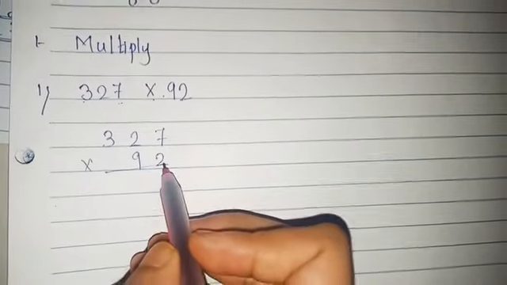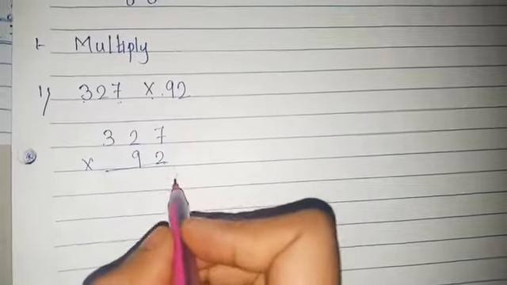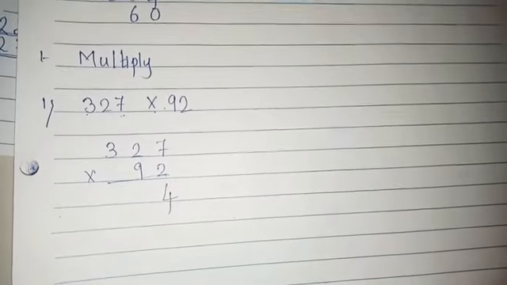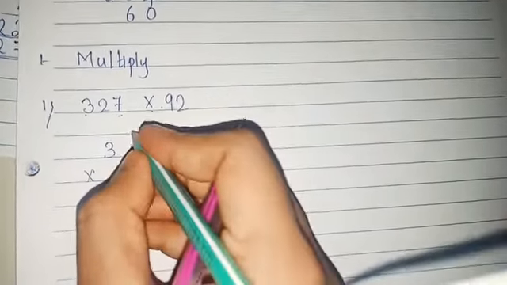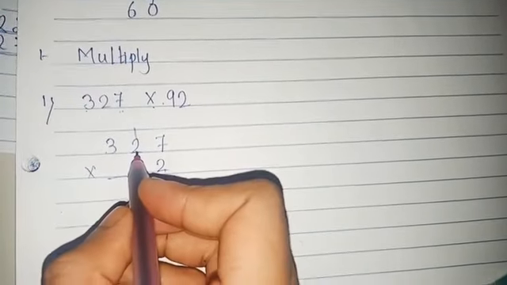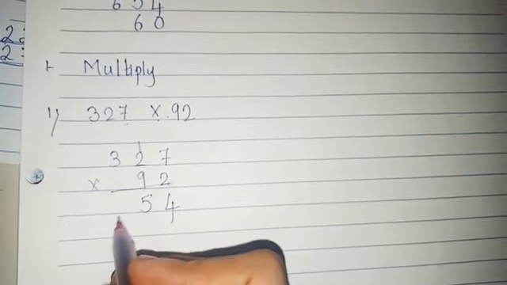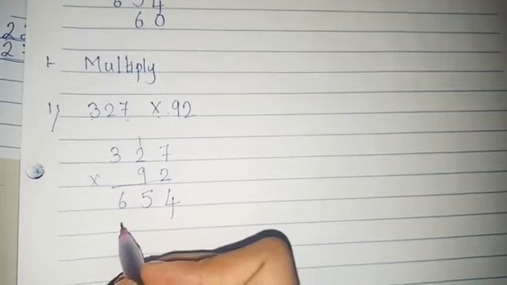Okay. So 2 sevens are 14. 4 will come here and carry forward 1. Right? Now 2 twos are 4. 4 plus 1 is 5. And 2 threes are 6. Understood?